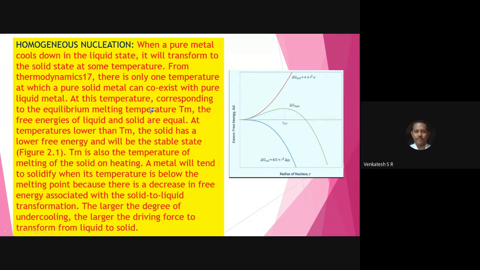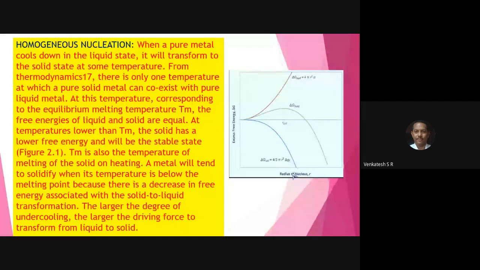Say, the free energies of liquid and solid are same. Free energy means the energy required to transform from liquid state to solid state. That is due to the heat transfer between the bottom of the mold, heat transfer between the walls of the mold, heat transfer between the liquid metal and the surrounding, that is surface, that is pi r square gamma, the volume of the nuclei, that is delta G volume equal to 4 by 3 pi r cube delta G F.